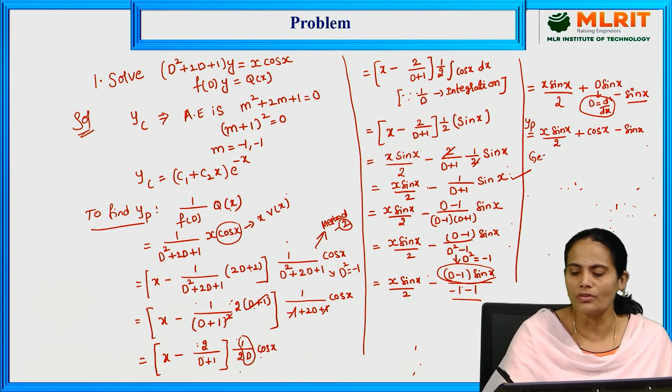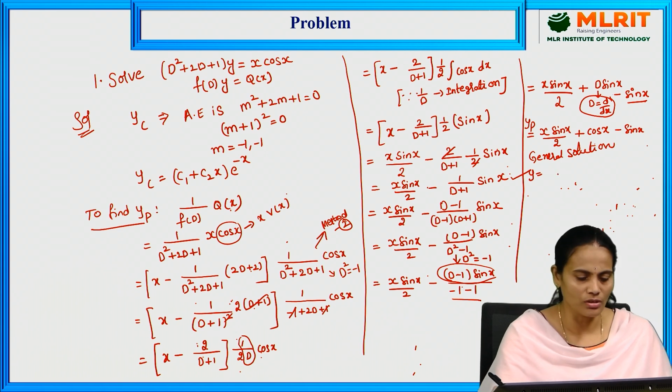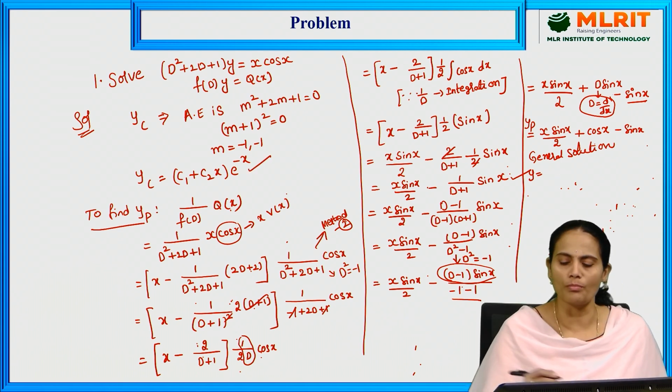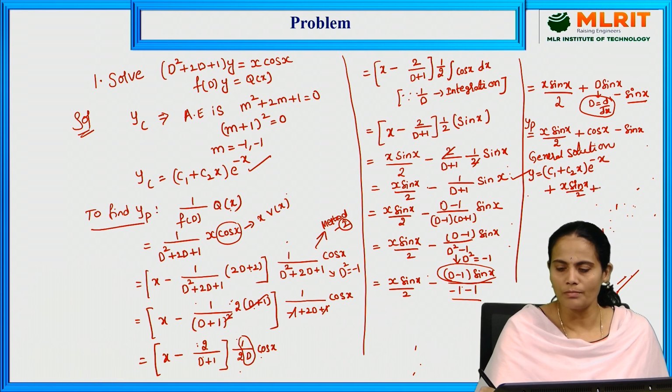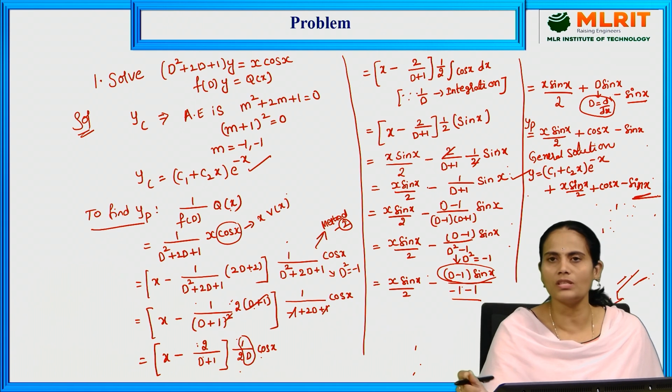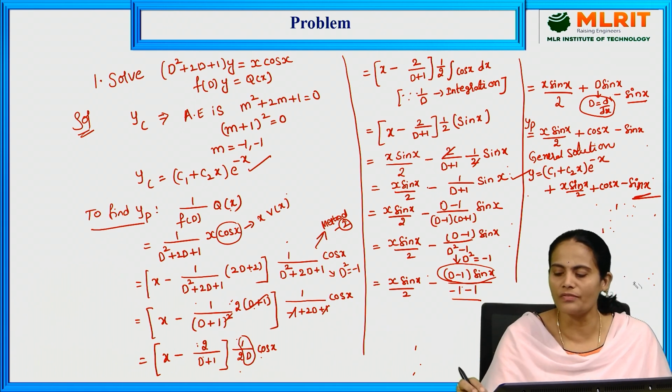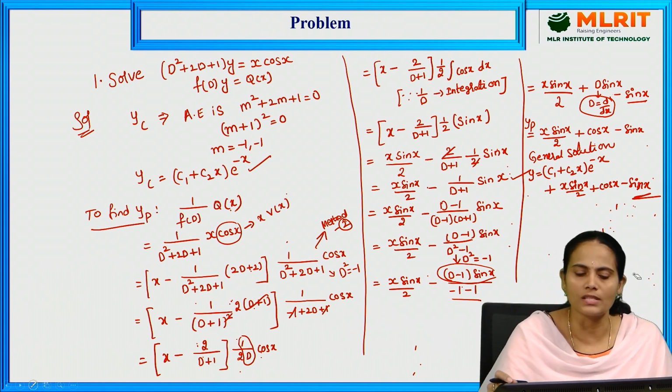So now we have to write a general solution. So what is the general solution? The general solution is y is equal to the complementary function. So what is the complementary function? So this is the complementary function. C1 plus C2x into e power minus x plus x sin x by 2 plus cos x minus sin x. So this is the general solution of the given differential equation when the q of x is x into v of x.